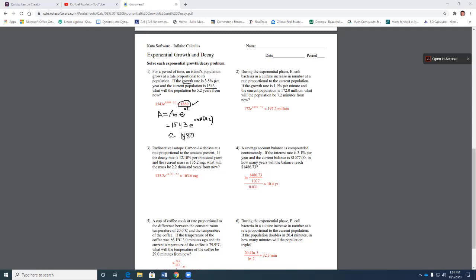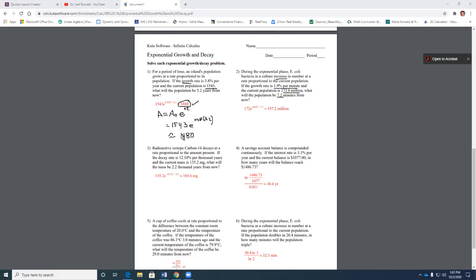Okay, let's take a look at problem number 2. Problem number 2 says, during an exponential phase, E. coli bacteria in a culture increases, so I know I have a growth, in number at a rate proportional to the current population. If the growth rate is 1.9% per minute and the current population is 172 million bacteria, what will the population be in 7.2 minutes?